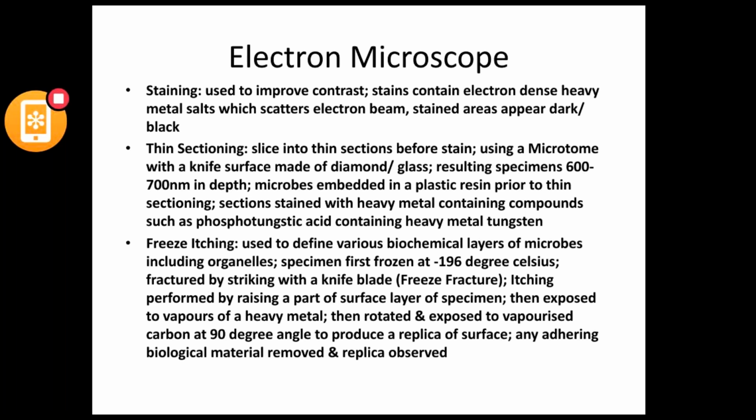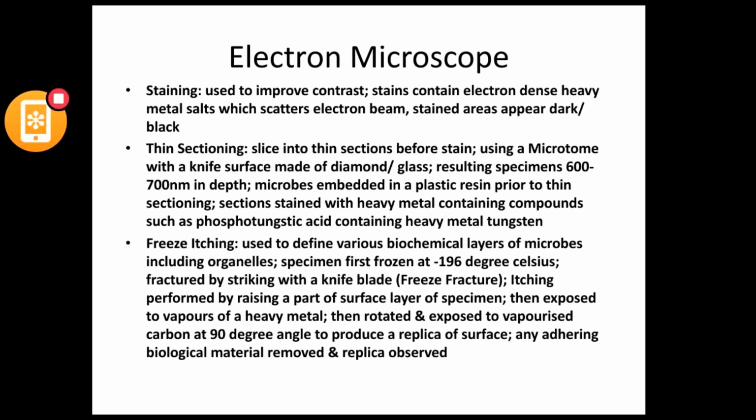So in a slide, if we are making a smear and staining it, we have to distinguish the particles in the smear from the surrounding slide. This phenomenon is called contrast. Fine. So as a result of staining, contrast is improved. Now, the stains used in an electron microscope contain an electron-dense heavy metal salt, such as phosphotungstic acid, which I have already mentioned, which scatters the electron beam, and stained areas appear dark black in color.